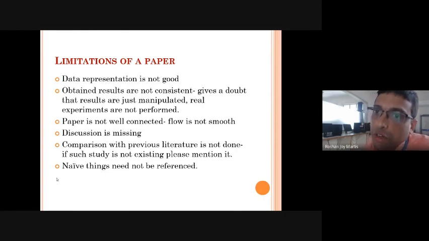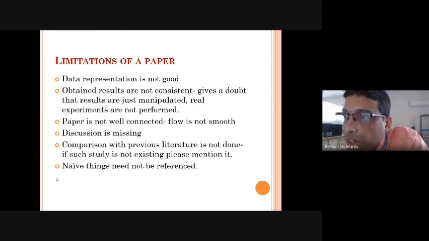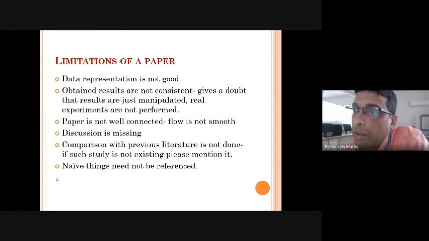Discussion is very important, where you compare and contrast your solution with the existing and you draw the broad inferences. That is very important. The very purpose of a research paper is that only. Comparison with the previous literature is not well done. This is also a limitation.